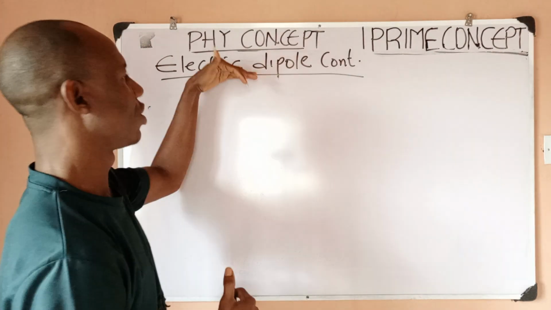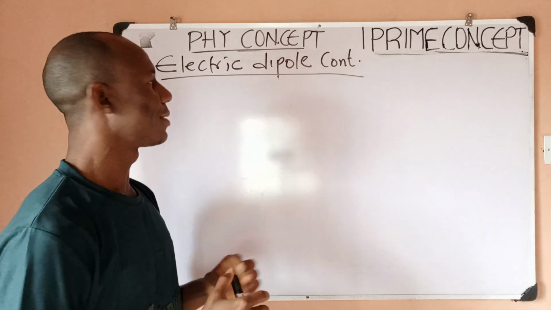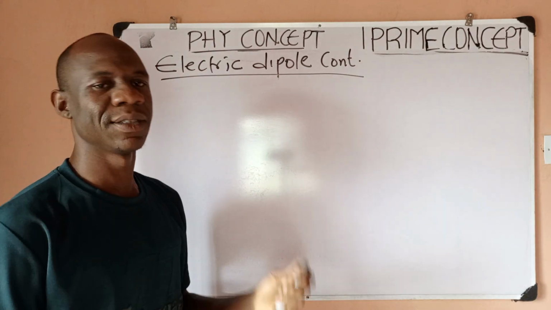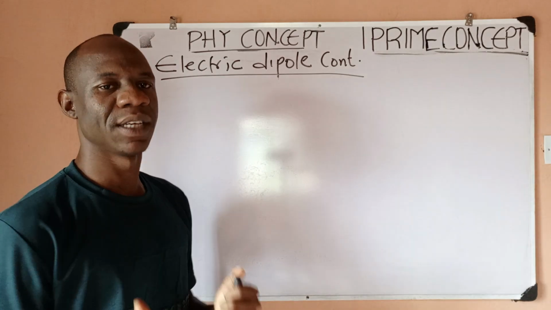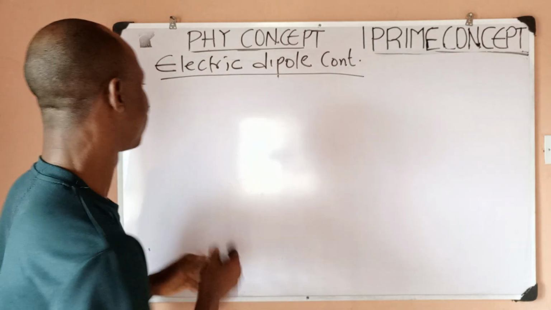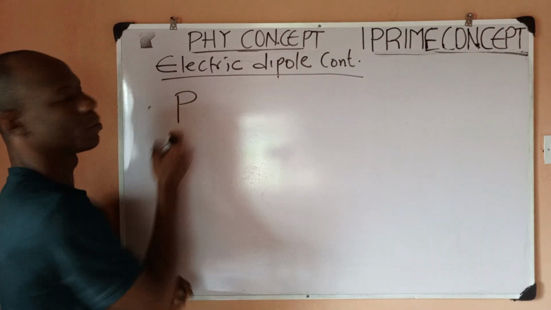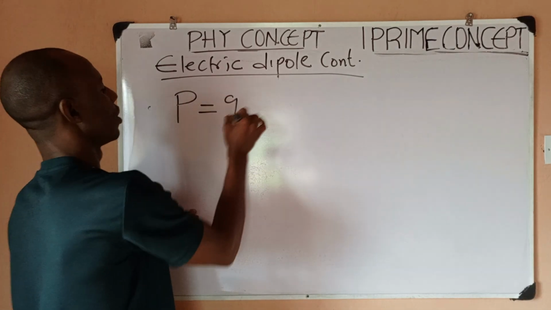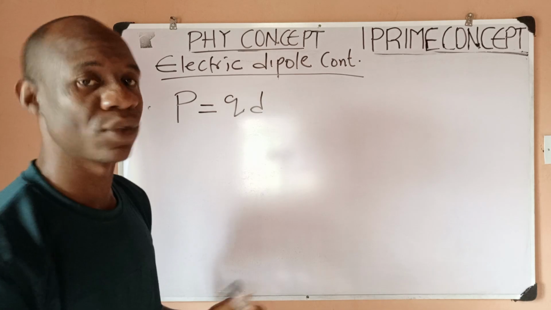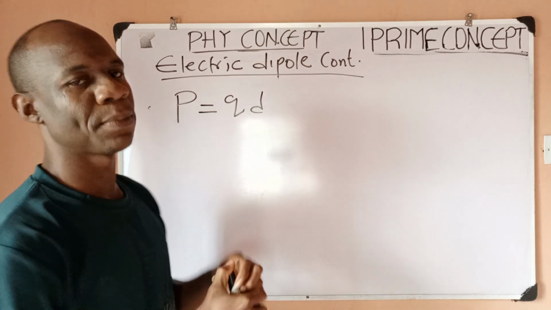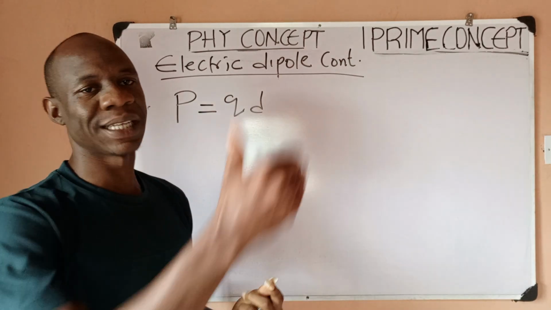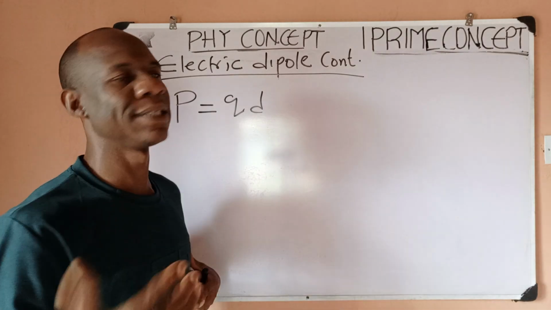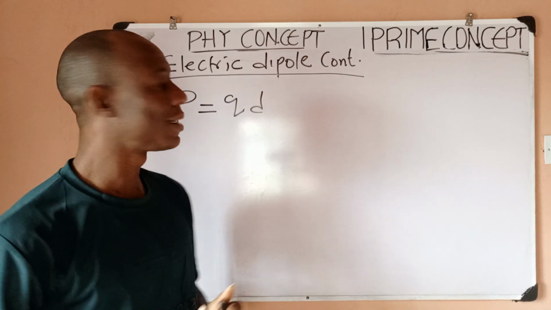I want to continue with the concept of electric dipole. In our previous video, we introduced it and did some derivations. One of the things we established is that electric dipole is denoted by the symbol P, with the relationship P equals QD. Just a reminder, an electric dipole is a pair of positive and negative charges of equal magnitude separated by a distance d.